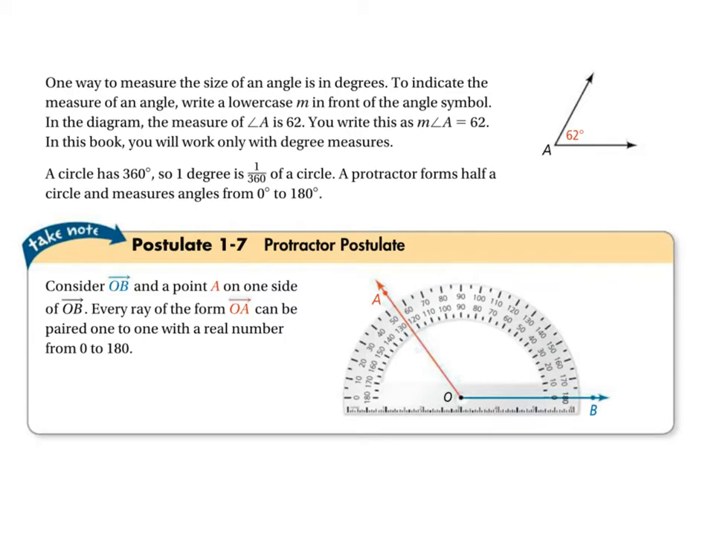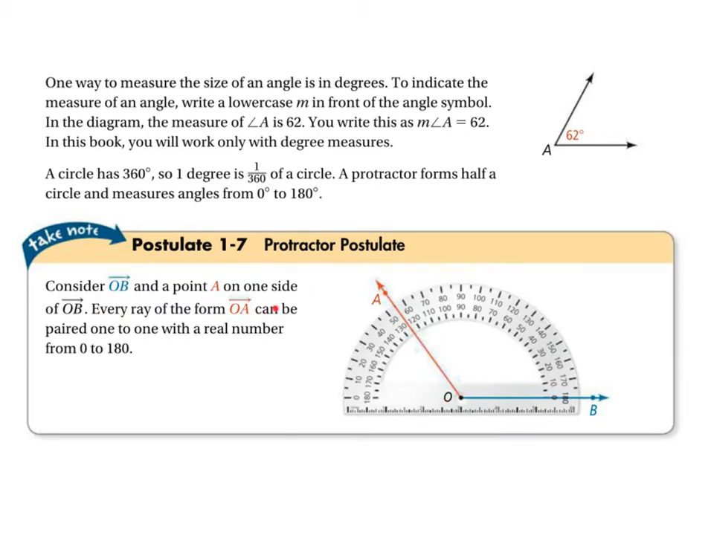We have ray OB. There's just some ray that's got an endpoint at O, and it runs through B. And then there's some other point, A, that is on one side of OB. We can form another ray from the endpoint O, and instead of going through B, we now go from that endpoint to A. Now, since we have two rays that share an endpoint, we can think of this as the vertex of the angle formed by these two rays.